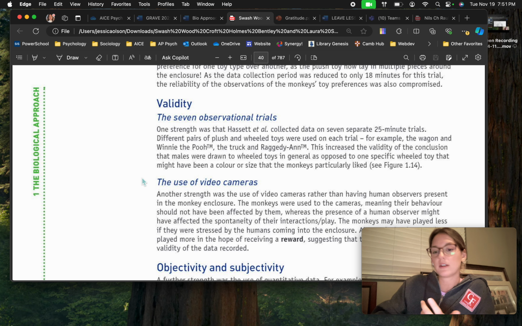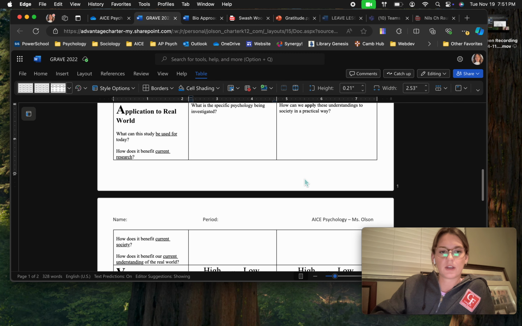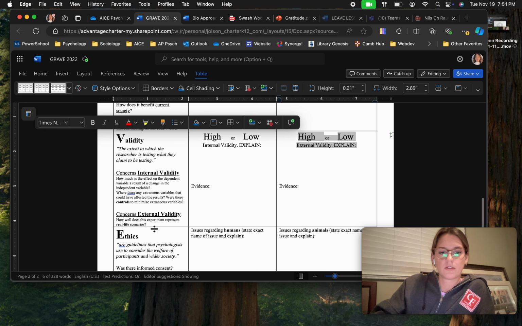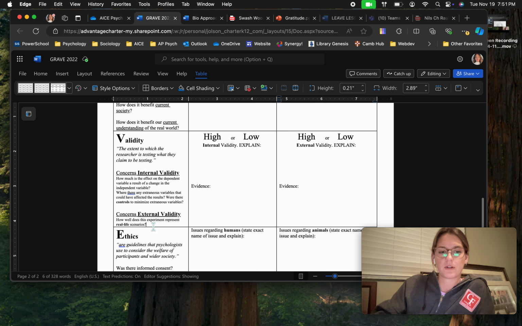What else? Well, external validity. So let's look at external validity. I skipped application. So how well does this experiment represent real life scenarios? Are we raised in a lab? Are monkeys in captivity? It was done in a lab where those monkeys are.